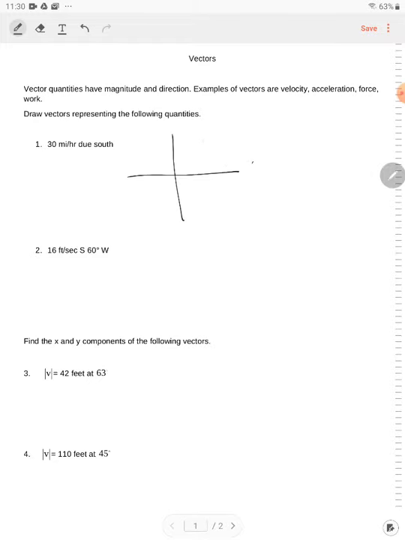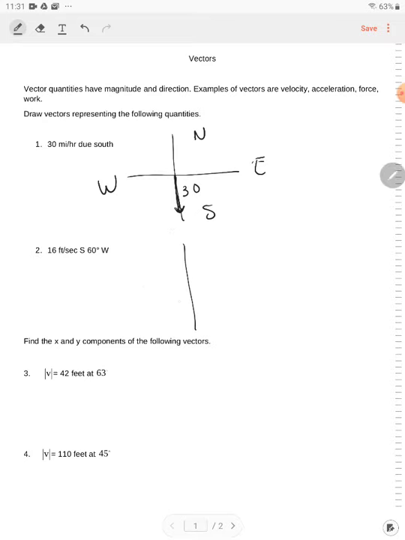So due south is where you draw straight down in the south direction, and we would put our 30 miles per hour on the vector. Notice it has a magnitude, 30 miles per hour, and a direction, south.